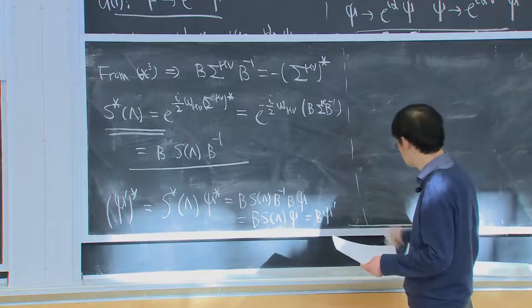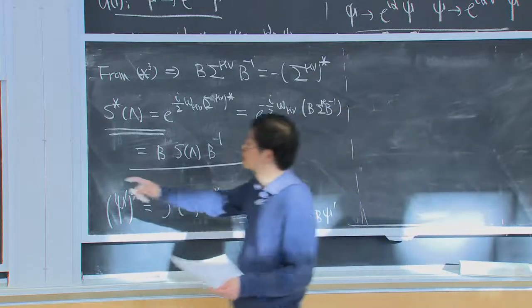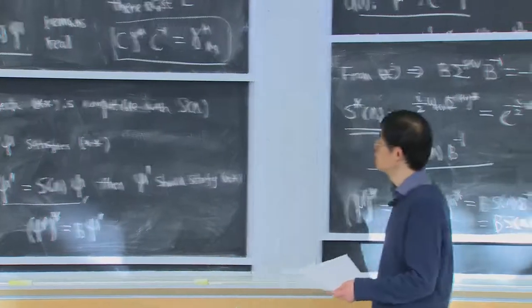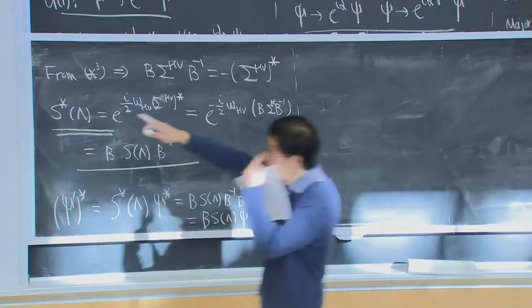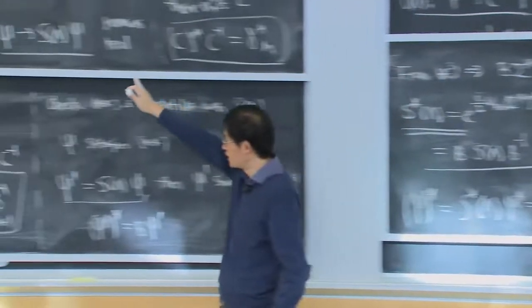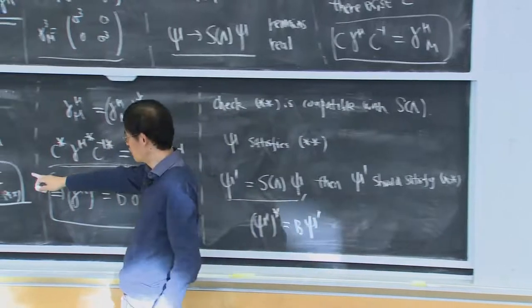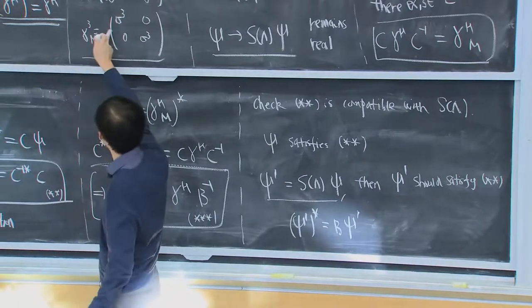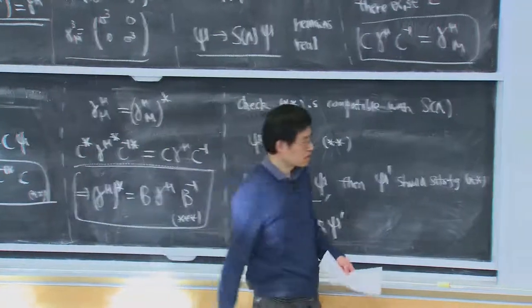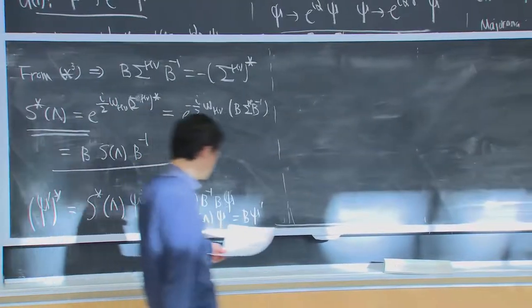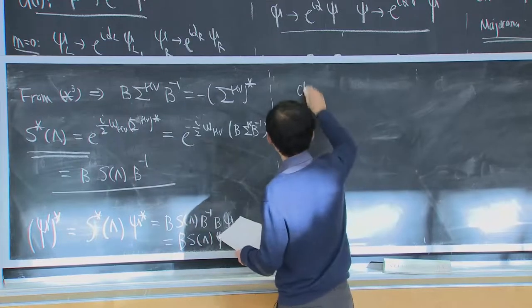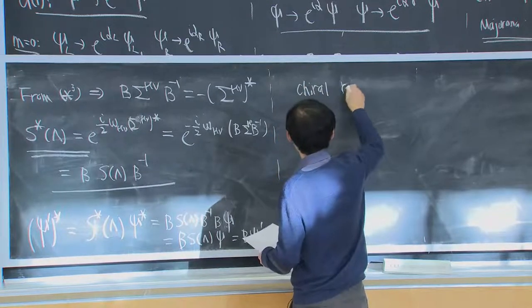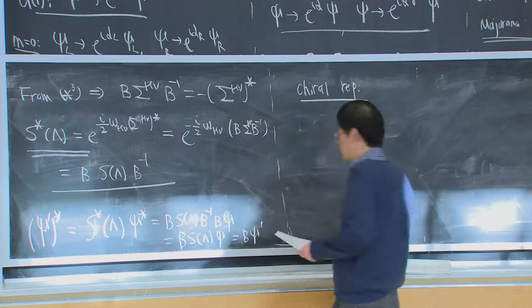Okay, so now let me give you an explicit example of this matrix B. For this kind of Majorana representation, B is just equal to identity, okay? So B just equals identity in this representation. And now let me give you an example of B in the other representation. So suppose in the chiral representation, which I wrote down before.